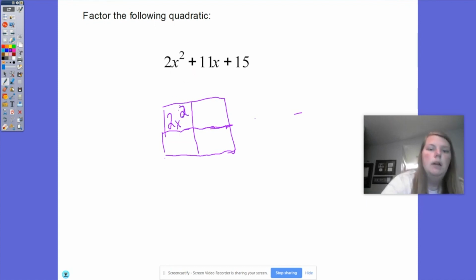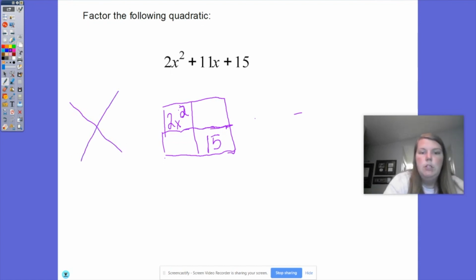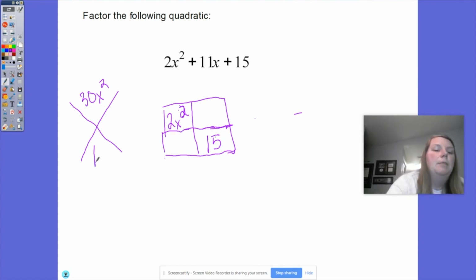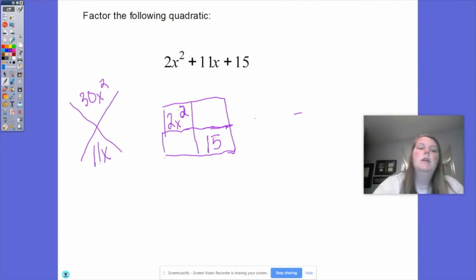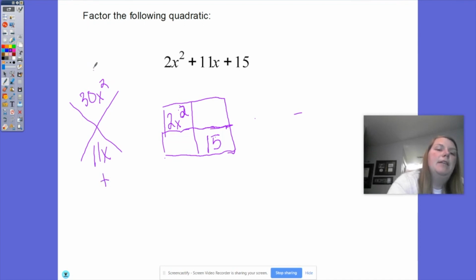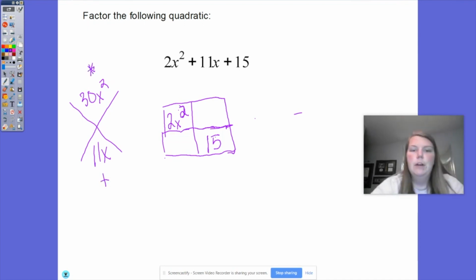Sorry, my writing's a little off there. And then in the last box, the bottom right box will be our constant term, in this case 15. And then we talked about how we can figure out what goes in those other 2 boxes. Well, we know that when we multiply those 2 things together, 2x squared and 15, we get 30x squared. And whatever we multiply in those 2 boxes has to be the same when we multiply the other 2 boxes. And those 2 things actually have to add up to that middle term, which is 11x. So we're trying to add to get 11x and multiply to get 30x squared.